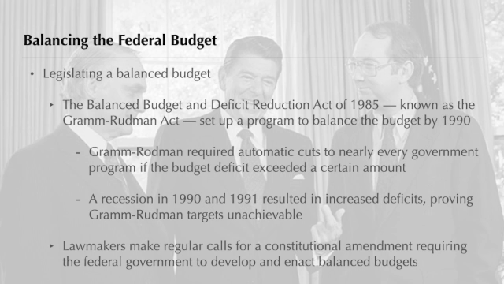Despite government actions to increase revenues and decrease expenditures, the remedies did not succeed in bringing federal deficits under control during the 1980s and early 1990s. One proposal, the Balanced Budget and Deficit Reduction Act of 1985, also called the Gramm-Rudman Act, set up a program to balance the budget within 5 years. This law required automatic cuts to nearly every government program if the budget deficit exceeded a certain amount. Although the deficits did decline between 1987 and 1989, the Gramm-Rudman deficit targets proved unachievable. A recession in 1990 and 1991 resulted in increased deficits once again. In response, more lawmakers began to call for an amendment to the U.S. Constitution, requiring the government to develop and enact balanced budgets.